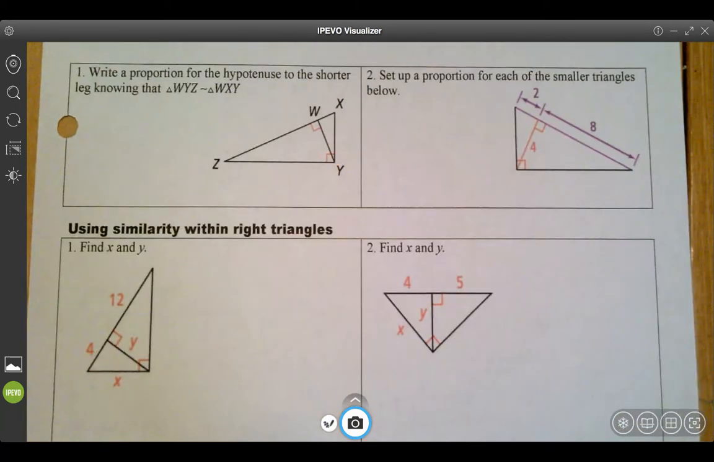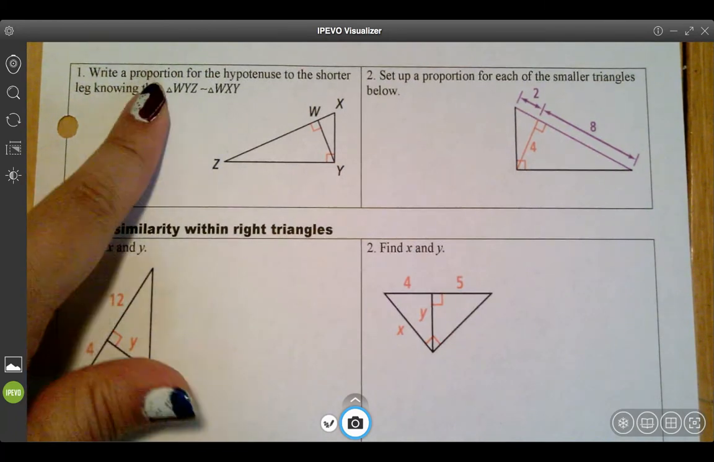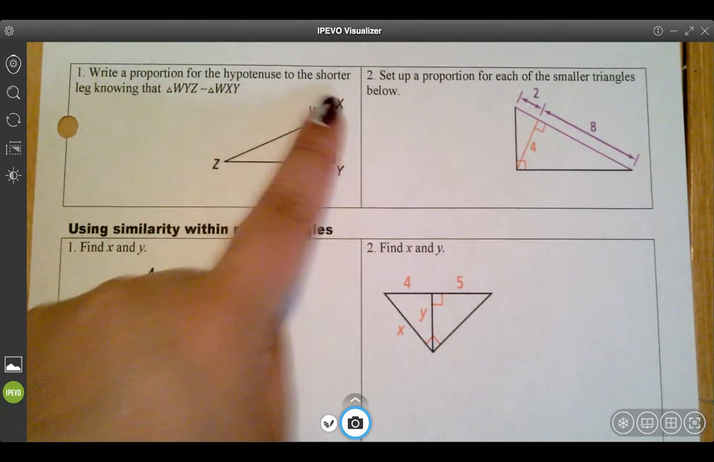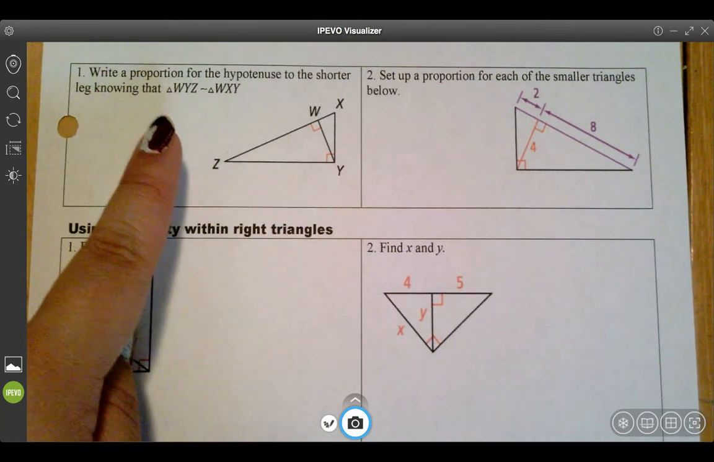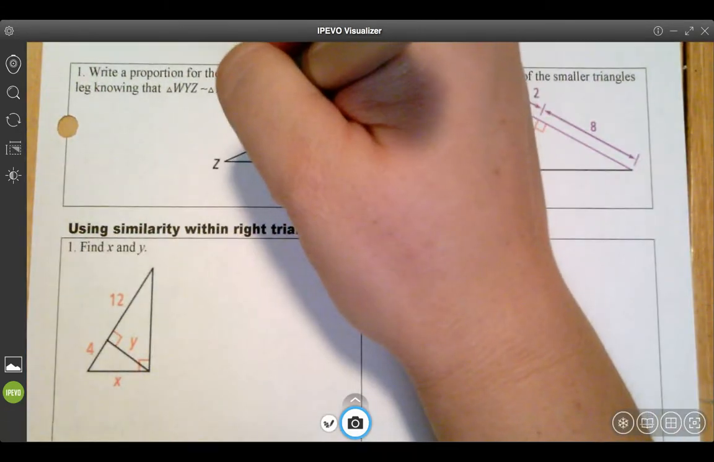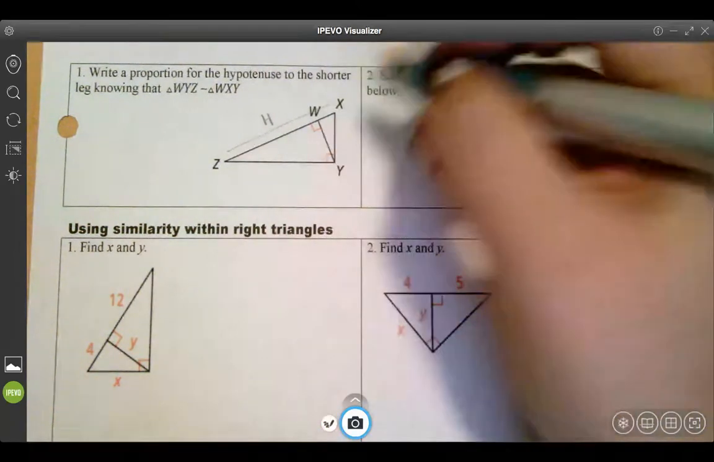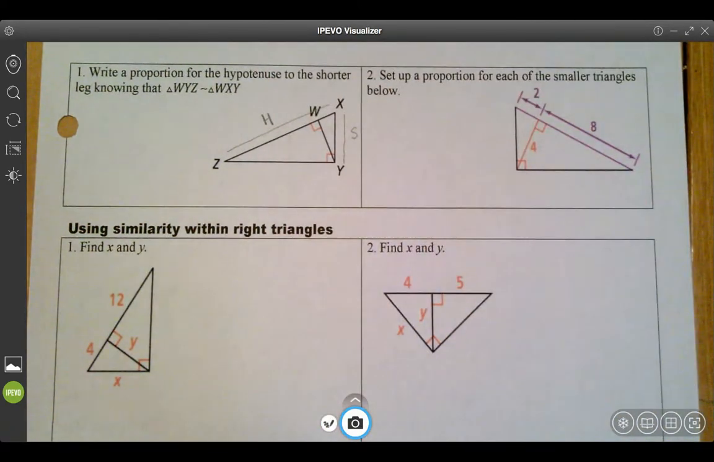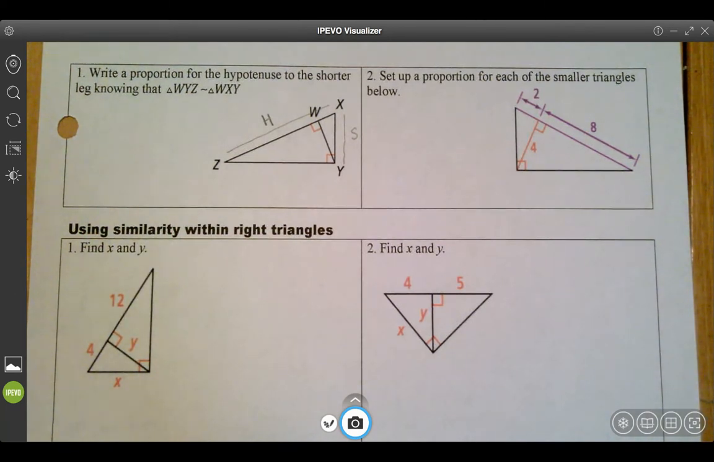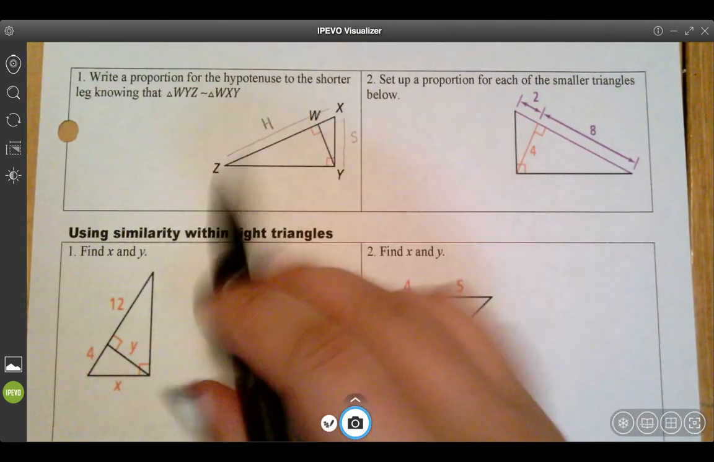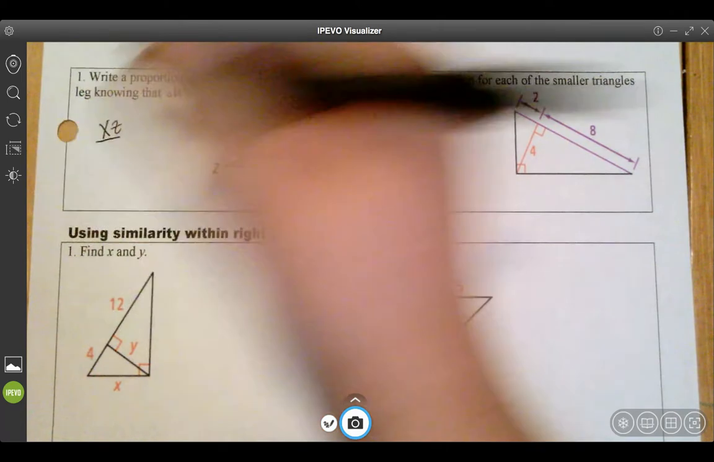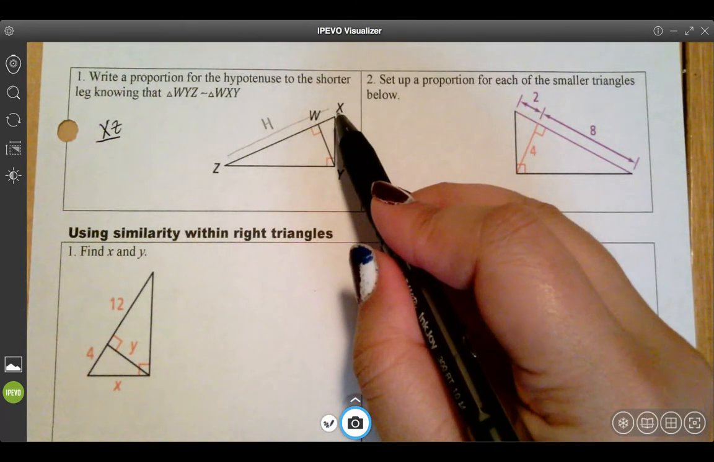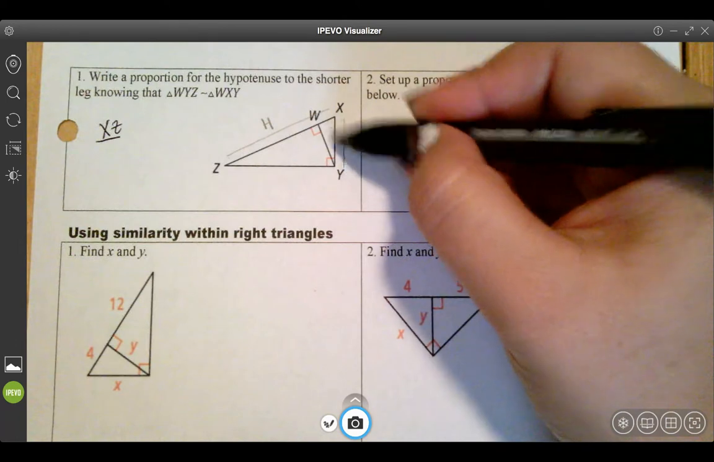On the next page, for example 1, we want to write a proportion for the hypotenuse to the shorter leg. So we're looking at, here's my hypotenuse, ZX. The shorter leg here is XY, knowing that we have two similar triangles inside here. Okay, so what we're going to do is set up a proportion using the legs of the triangles. Start with what we want. What we want is XZ. Okay, so that's a hypotenuse, then we need another hypotenuse. Well, XY is the hypotenuse of our small triangle.